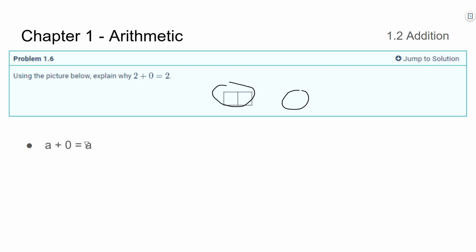That is not true for all operations. If you multiply by 0, you do not get the same number back. So this is unique for addition and also subtraction, but there's some caveats to that we'll talk about later.